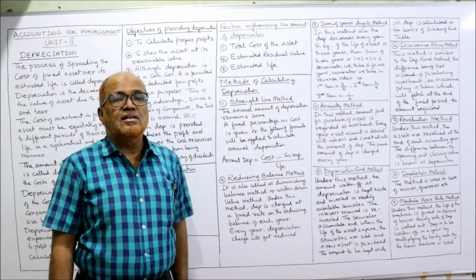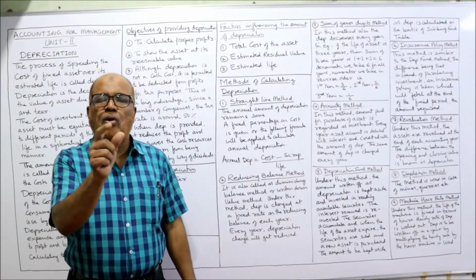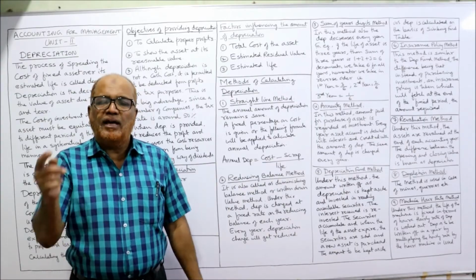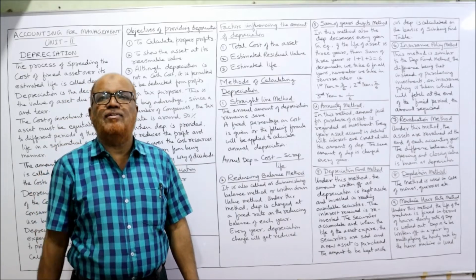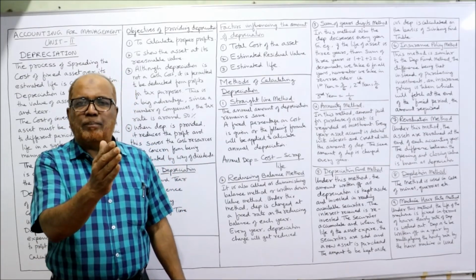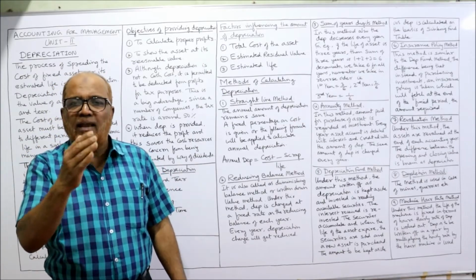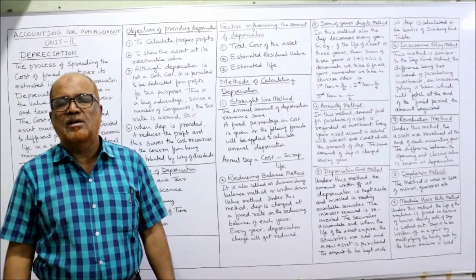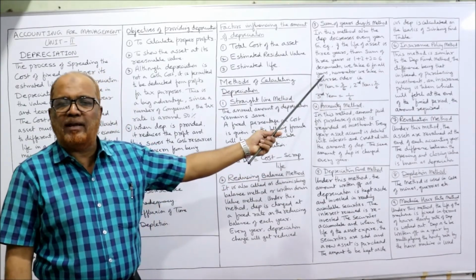The third method is the sum of years digits method. In this method also, the annual depreciation will decrease every year. First year more depreciation, second year slightly less, third year again less. Like this, every year depreciation will decrease. So how to calculate depreciation? By taking an example, I am explaining to you.